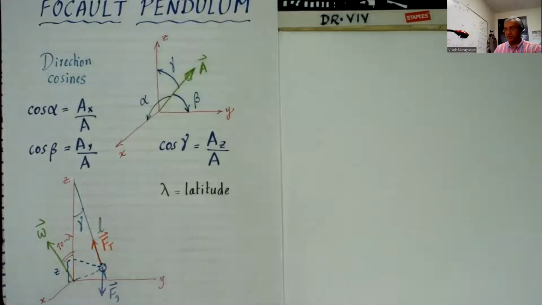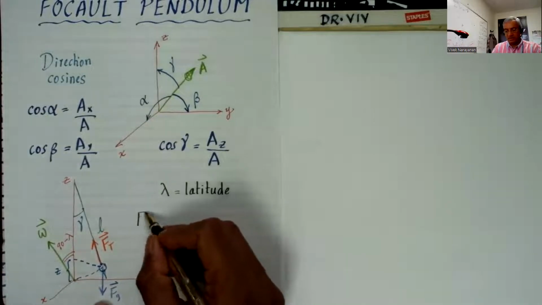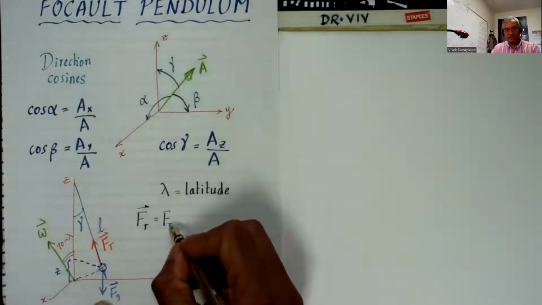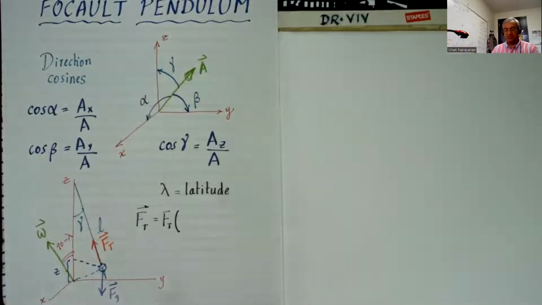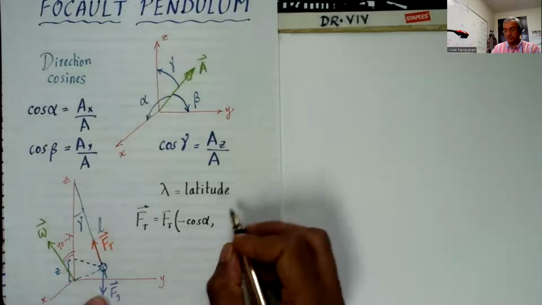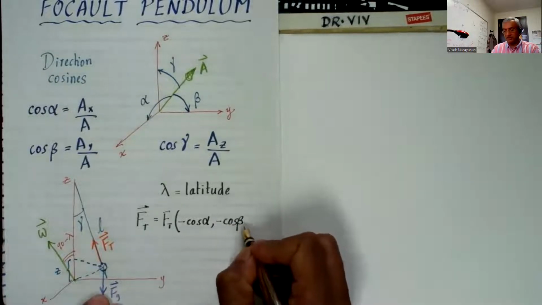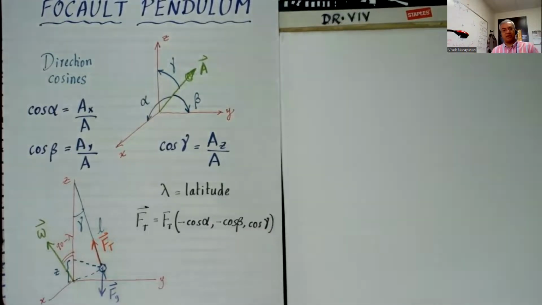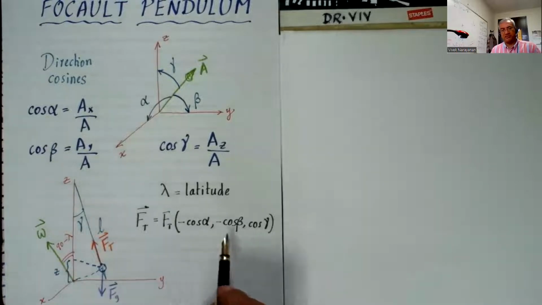All right, now let us write down the tension. The force of tension in vector form is Ft magnitude. What about the direction? It is pointing inwards, so it's going to be negative cosine alpha, negative cosine beta, cosine gamma. Because along the z direction, it is pointing in the positive z direction. Along the x and y direction, it's pointing actually inwards. That's the reason for the negative signs.